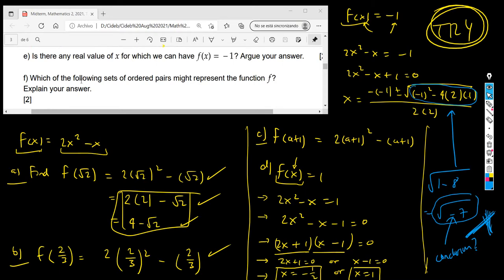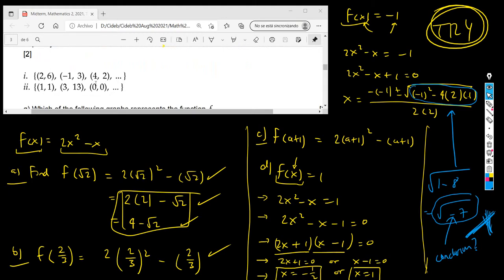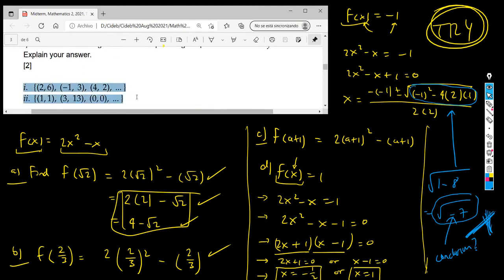F. Which of the following sets of ordered pairs might represent the function f? Neither. And by the way, let me be honest with you guys. When I wrote the exam, I never intended for this question to have no answer. Neither of these sets represents the function. But that's not what I was trying to do. This was an honest mistake.